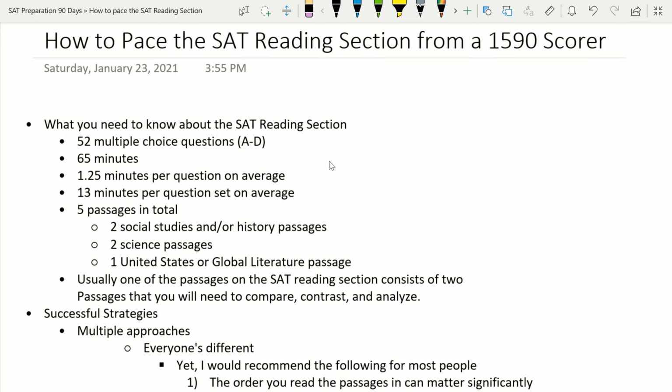Today for the reading section, what I'll be doing is inputting a video I did on how to pace the SAT reading section. In this video, I'll go over how I recommend pacing the sections and the passages, to give you an idea of how you can be very, very efficient, and an idea of how to manage your time, because part of the SAT reading section is being able to manage your time well.